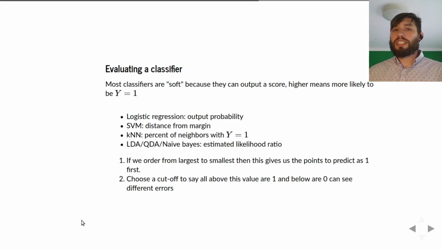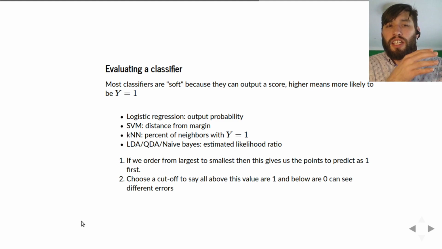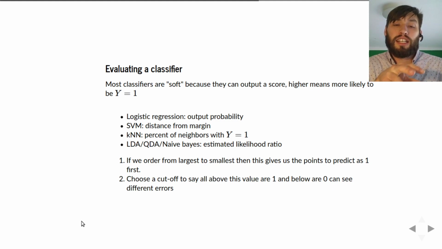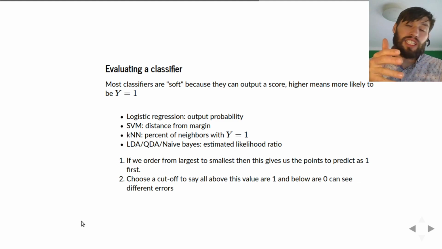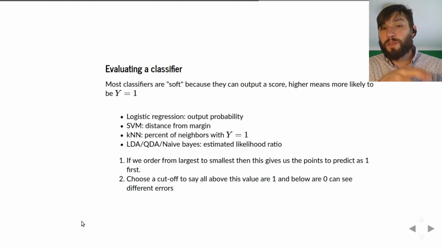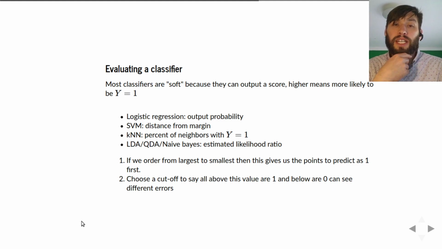So, evaluating a classifier. Most classifiers are soft in the sense that they can actually output a score. They can be turned into a continuous score where smaller means that you're going to more readily predict a 0, and larger means you're going to more readily predict a 1. There are extensions of this to multi-class classification. This isn't just restricted to binary classification, but for these purposes, we're going to talk about binary classifiers.